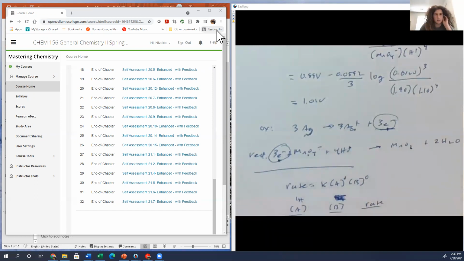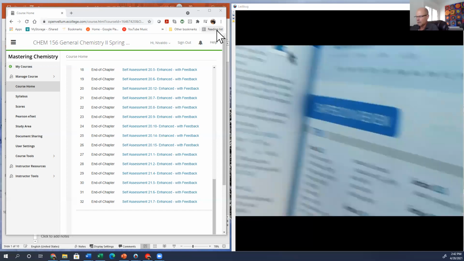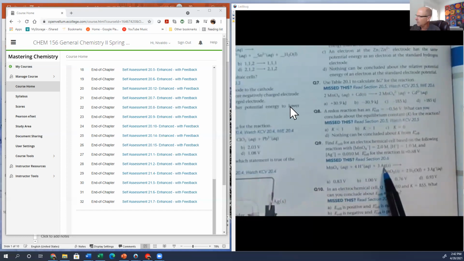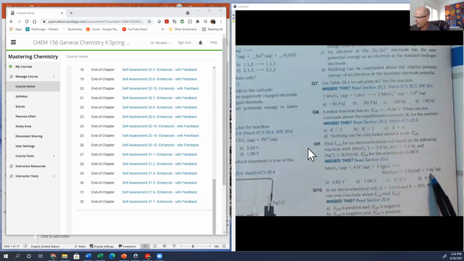But the easiest way to do it, if you have a metal like that, it's really nice, because if you have a metal, you can just tell from the metal that if it goes from 0 to +1, and there are 3 of them, then there must be 3 electrons transferred.